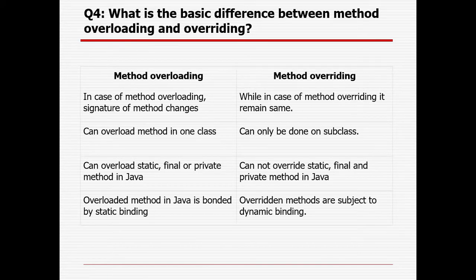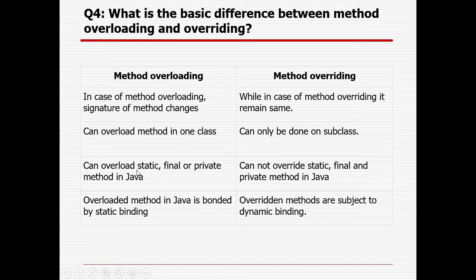What are the basic differences between method overloading and overriding? In method overloading, the signature of the method changes, where we can pass different types of parameters, and we can also vary the number of arguments or parameters. But in method overriding, it should remain the same. Both the method name and parameters should be the same in the parent and child class. Through method overloading, we can overload methods in one class, whereas method overriding is only done in the subclass.